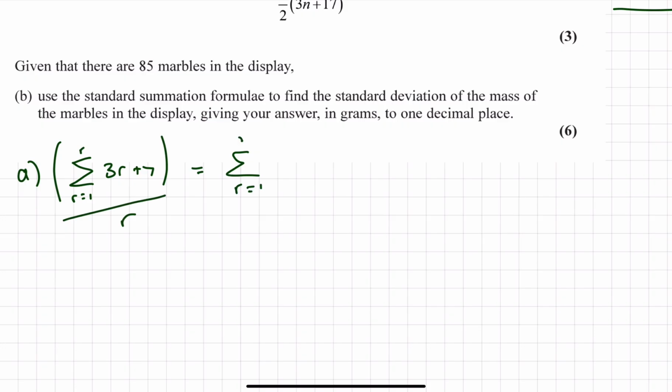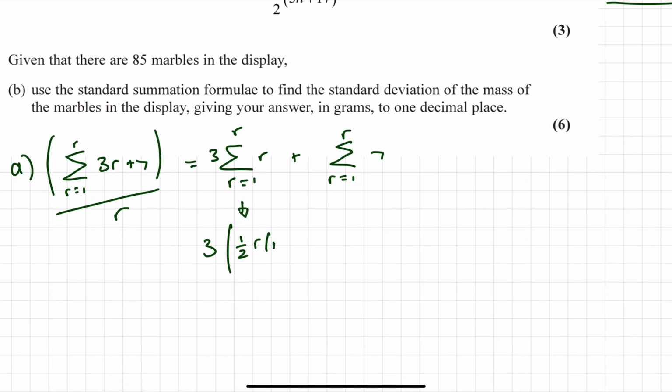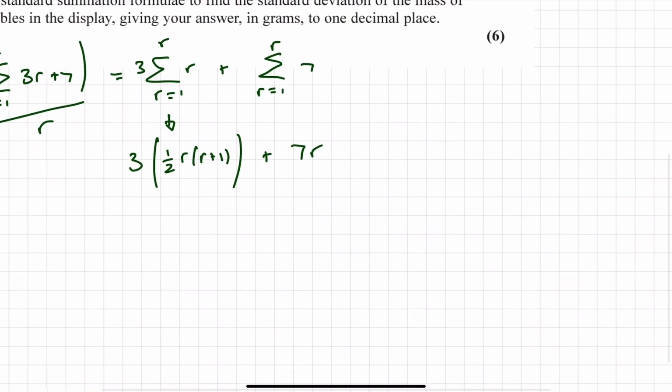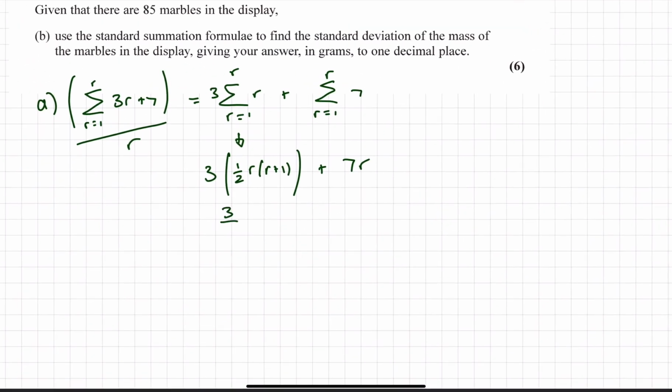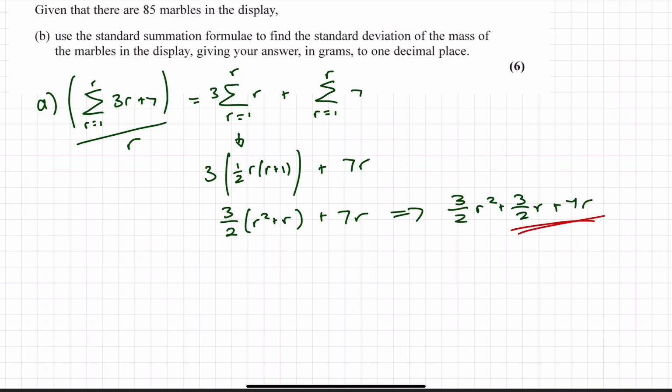So it'll be the sum from r equals 1 to r of 3r, plus the sum from r equals 1 up to r of 7. So then down here, it'd be 3 lots of the sum of r, which is half r times r plus 1, plus 7r. We can see there. So we're going to get 3 over 2 r squared plus 3 over 2 r plus 7r. This bit here becomes 1.5 plus 7, you're going to get 17 over 2. So it's going to be 3 over 2 r squared plus 17 over 2 r. And remember, we have to divide it all by r.